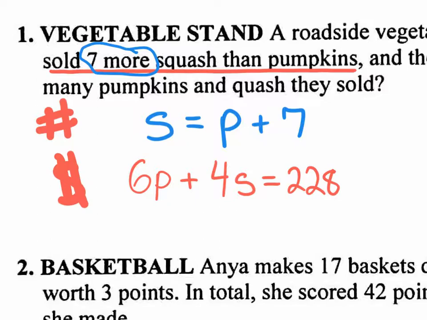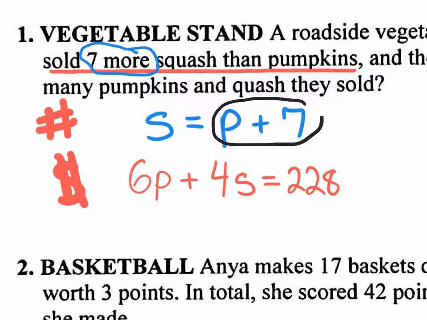I mean, right now we just need to understand that the number of squash sold is going to be 7 more than the number of pumpkins sold, right? So now from here we have a system. We created a system, and we're going to be solving this system with what method? Substitution, that's the best method. I mean, you could do all the other ones, but substitution looks best.